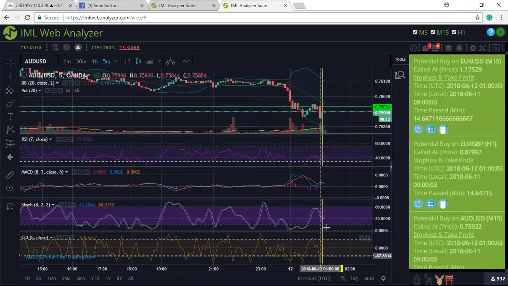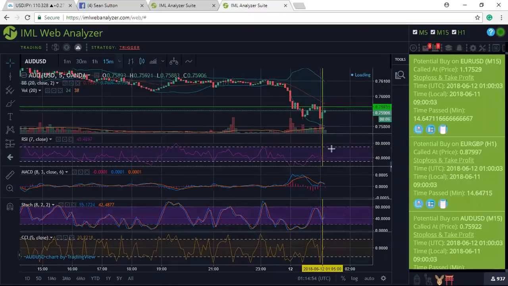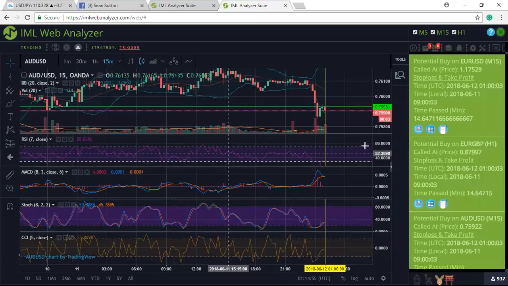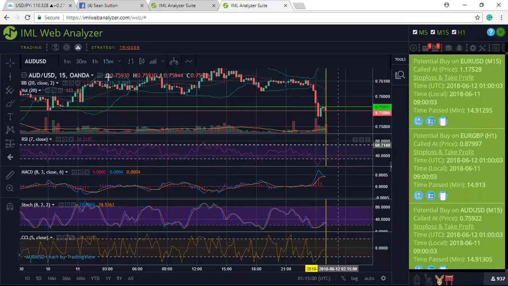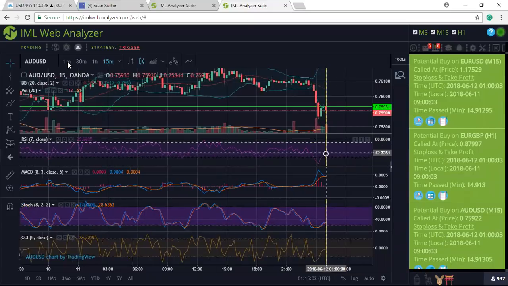CCI is pointing up more than anywhere else, and that's on the 5 minutes. So I go to the 15-minute to see, was it doing the same thing, which it was. That's why I got into the trade. All right, RSI was pointing up. As you can see, well, it was pointing up. It's pointing down right now because of those pullbacks that are happening.